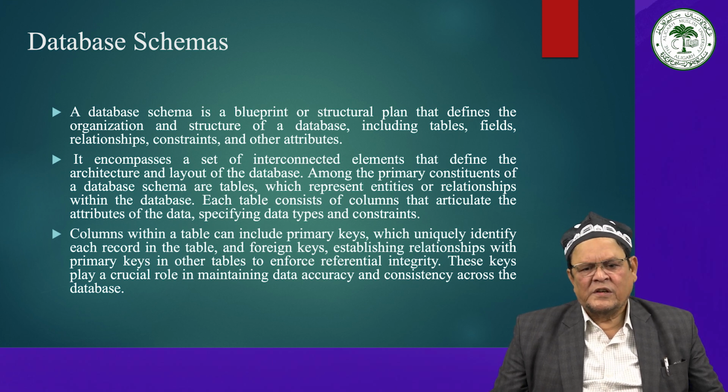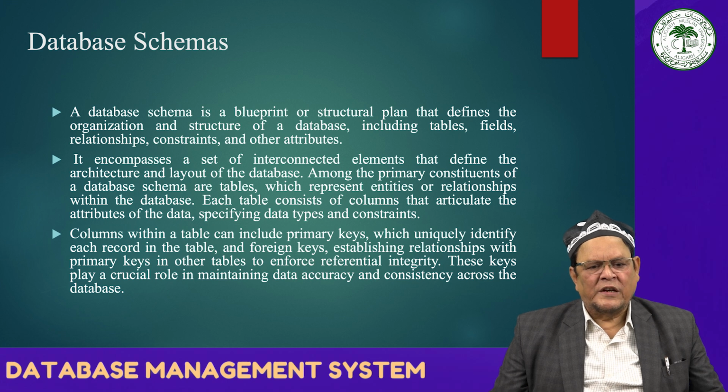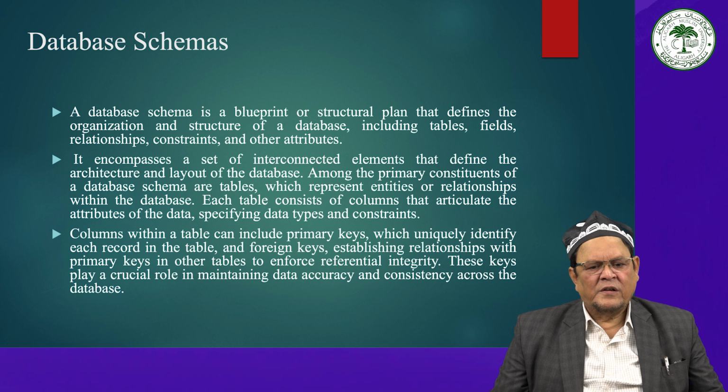Each table consists of columns that articulate the attributes of the data, specifying data types and constraints. Columns within a table can include primary keys, which uniquely identify each record in the table, and foreign keys, establishing relationships with the primary keys in other tables to enforce referential integrity. These keys play a crucial role in maintaining data accuracy and consistency across the database.